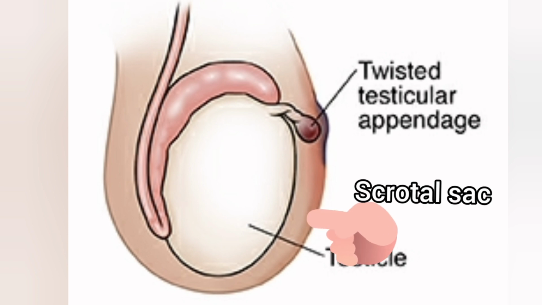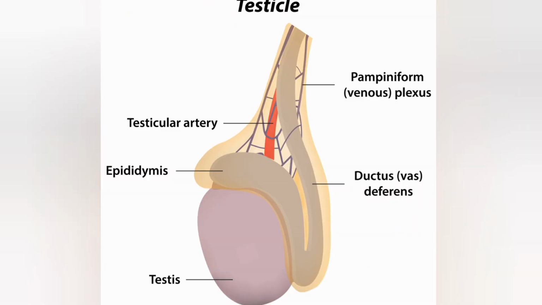The scrotum hangs down from the abdomen at the base of the penis. The temperature of the scrotum remains 1 to 3 degrees centigrade lesser than that of the body temperature, which is suitable and is necessary for the maturation of sperm.